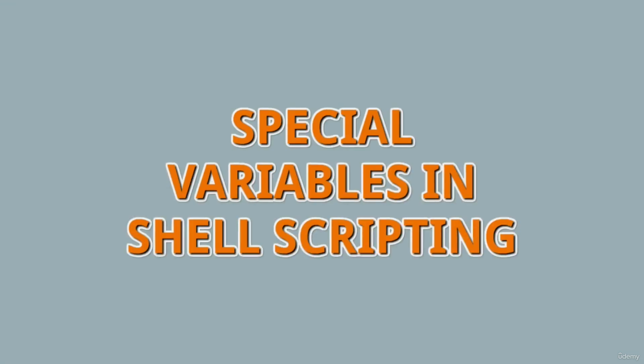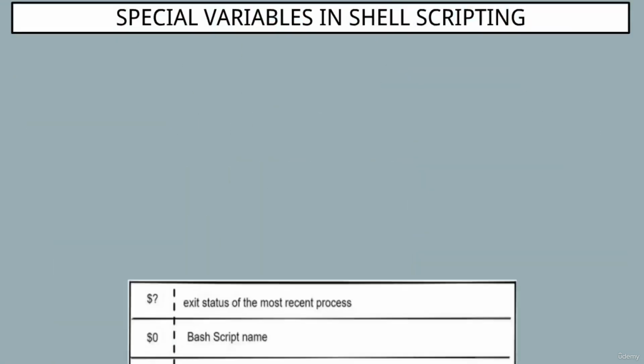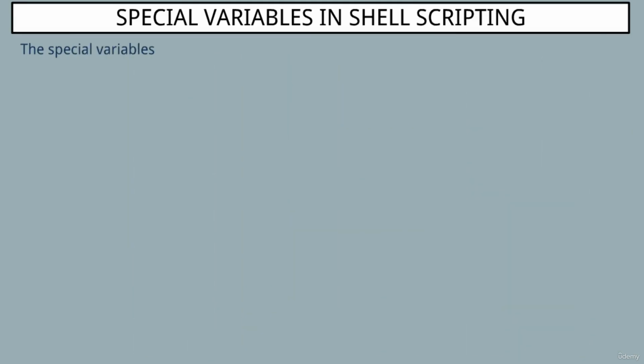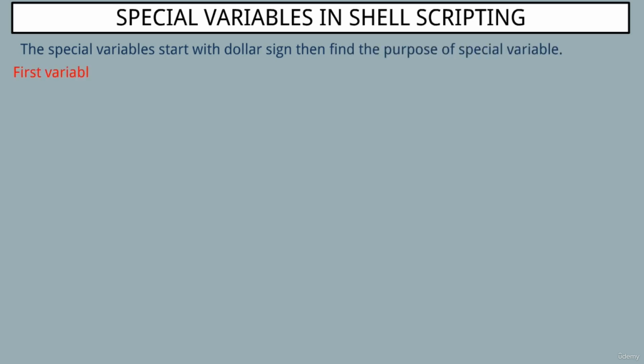In this lecture, we will talk about special variables in shell scripting. Here you can see the list of special variables. The special variables start with the $ sign, then find the purpose of each special variable. Now, the first variable is $$. It will display the current process ID.